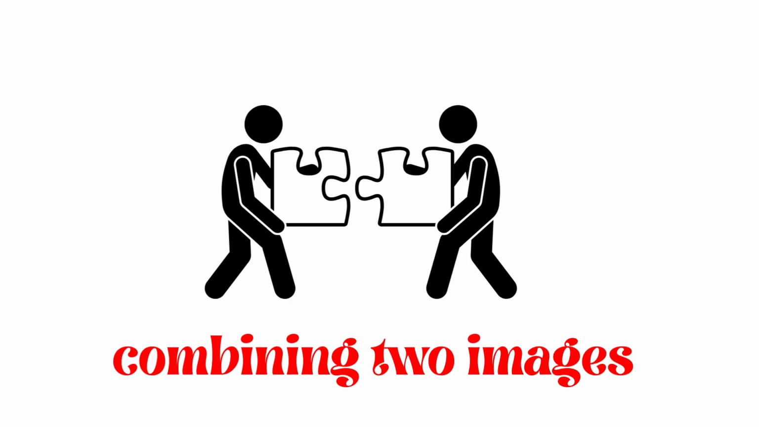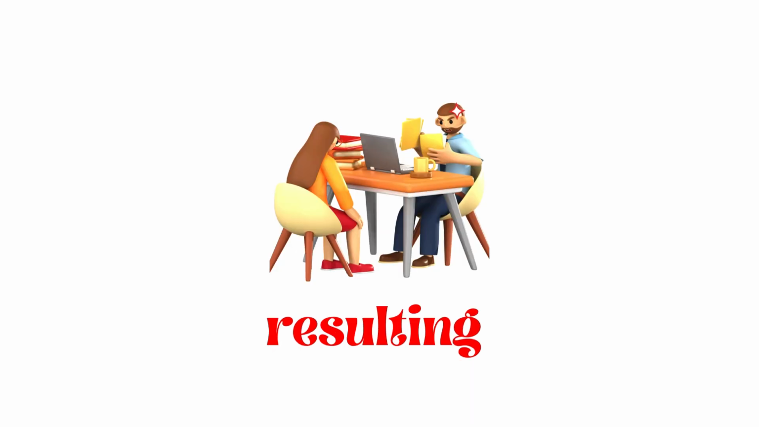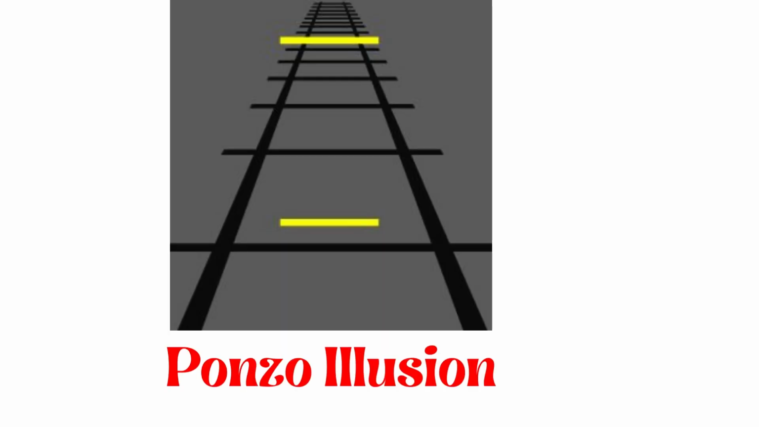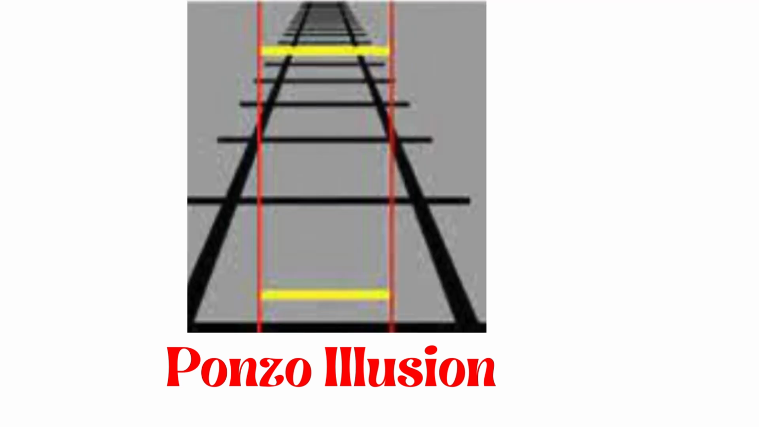A hybrid image is an optical illusion created by combining two images, one with fine details and another with coarse details, resulting in an image that changes appearance depending on the viewing distance. The Ponzo illusion is a visual illusion where two identical lines appear to be different lengths when placed between converging lines or objects, giving the impression of depth and distance.